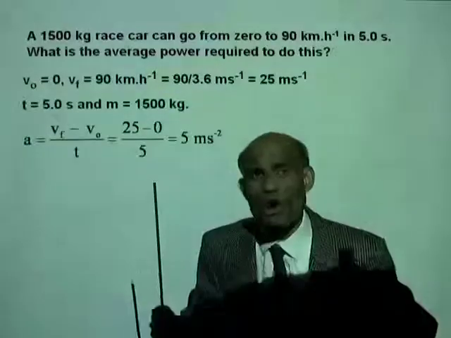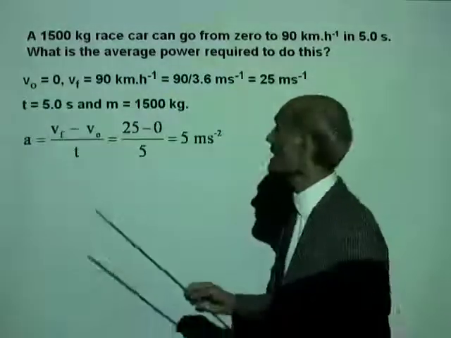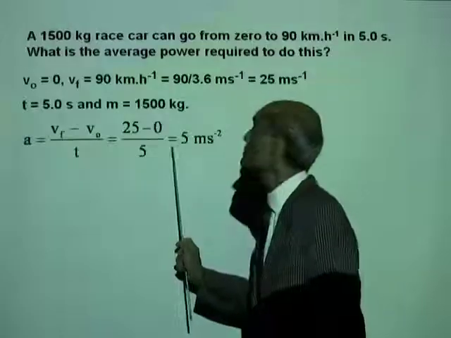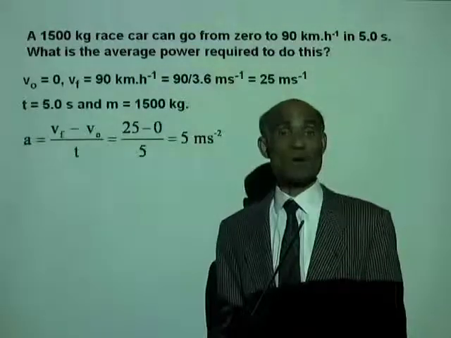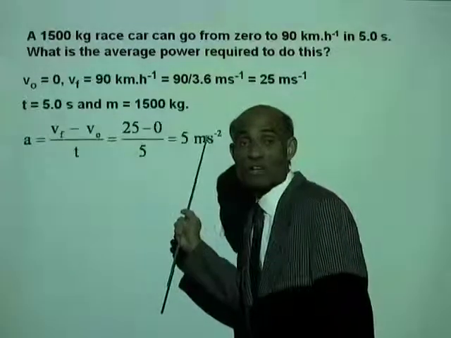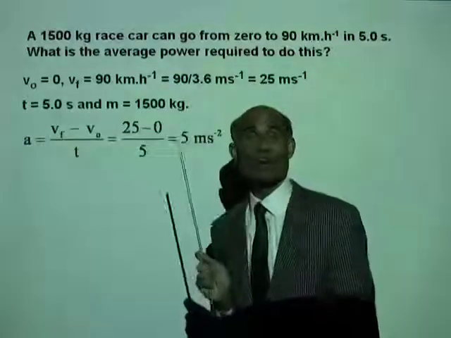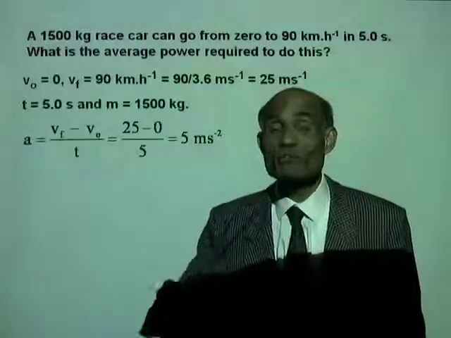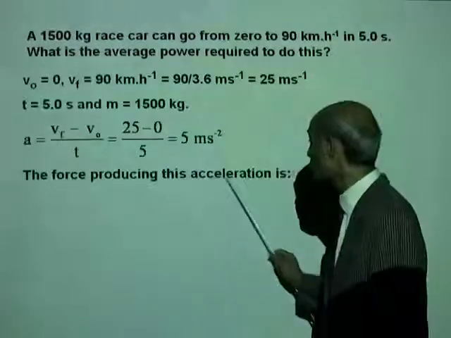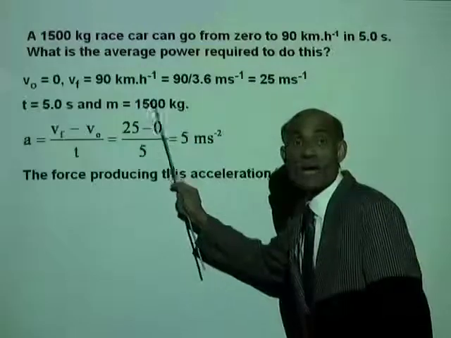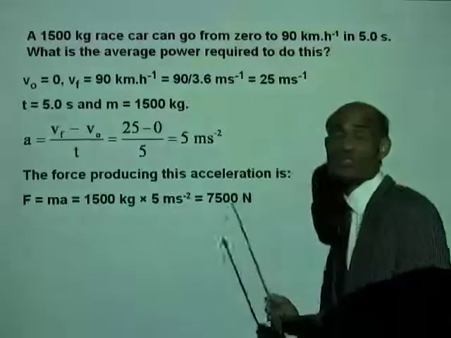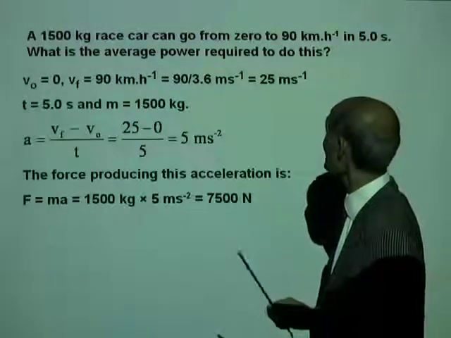What is the acceleration caused by the force producing that acceleration? Acceleration is Vf minus V0 over t. And that gives you 5 meters per second squared. Now, if the acceleration is 5 meters per second squared, and this acceleration is produced on this mass of 1500 kilograms, therefore, can you calculate the force producing that acceleration? The force producing this acceleration is F equal to ma. That will be mass multiplied by the acceleration. That is 7,500 Newton.